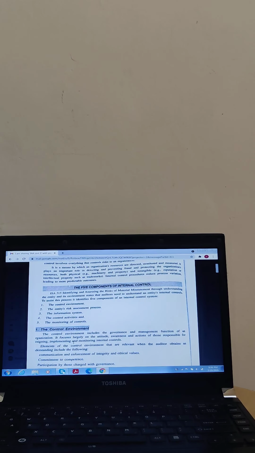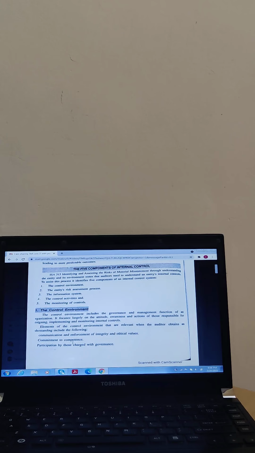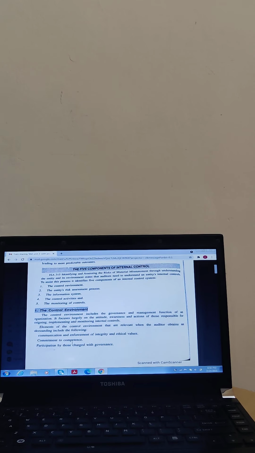Now let's look into what the control environment is. Control environment is a process which includes governance. Governance means the managing of the internal organization, and it is a management function of the organization. It focuses mainly on attitude, awareness and actions which are responsible for designing, implementing and monitoring internal controls. Basically it is responsible for all of these activities.